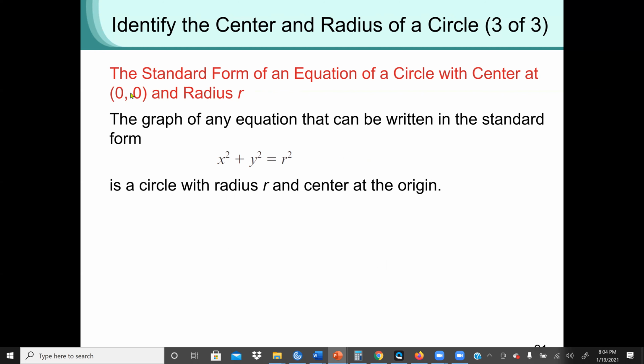Now, if the center of the circle is the origin, remember that to be (0, 0), then the equation will be x squared plus y squared equal to r squared, because it will be (x minus h) all squared, but h is 0, so x minus 0 is x. Same thing, k will be 0, so y minus k is y. So if the circle center is the origin, where the center is (0, 0), then this will be the formula, x squared plus y squared equal to r squared.